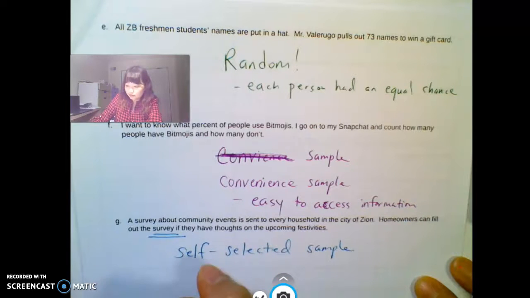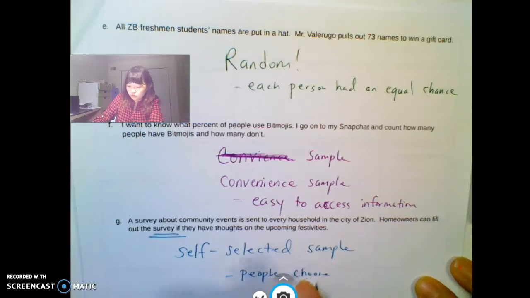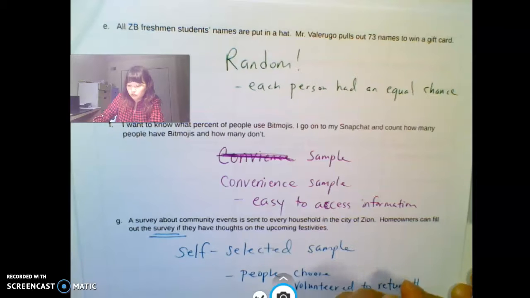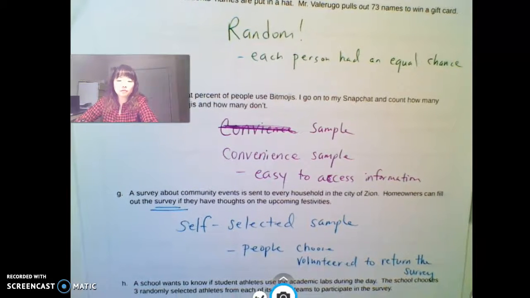Why? Because people choose, well, volunteer to return the survey. They just decide, okay, I want to return the survey. They volunteer, so it's a self-selected sample.